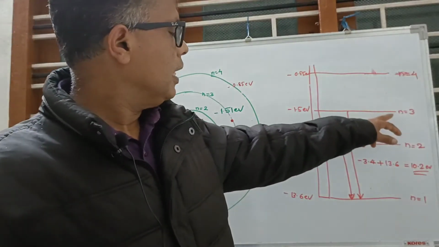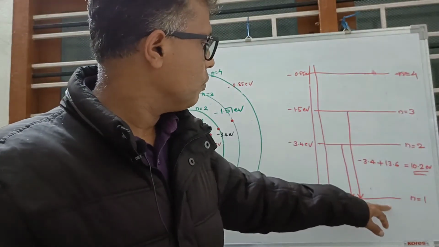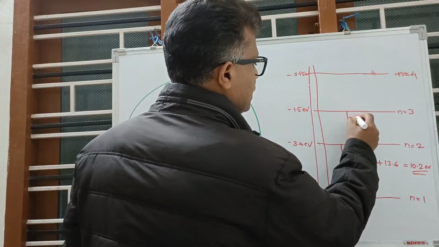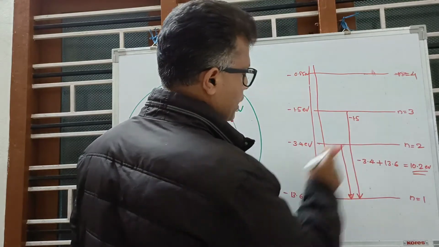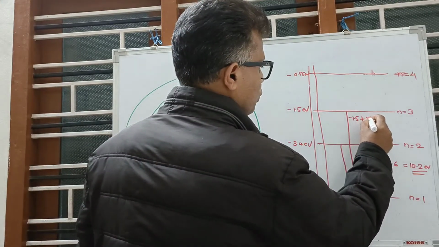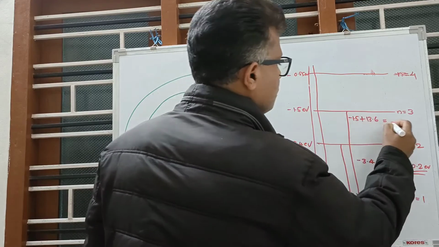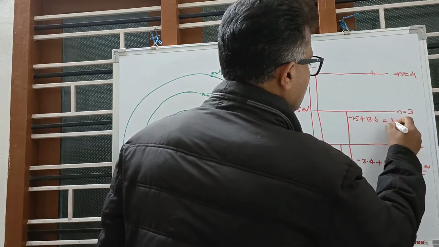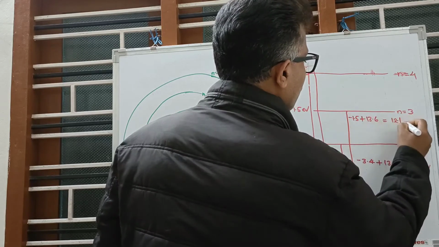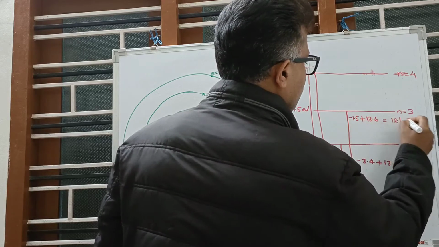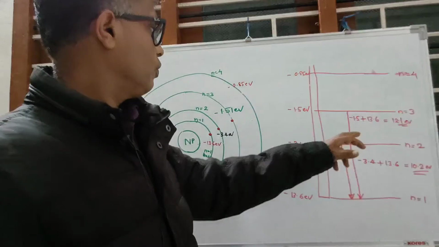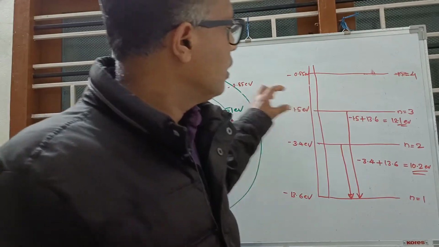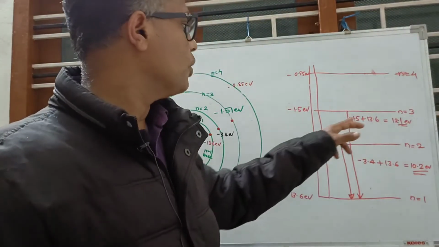If one electron is jumping from n=3 to n=1, how much energy will be radiated outside? You can just calculate. It is minus 1.5 minus of minus 13.6, which is plus, so it is 12.1 electron volt. Clear, no? So this much electron volt energy will be produced. This is going to become radiation, or it is going to become a spectrum.